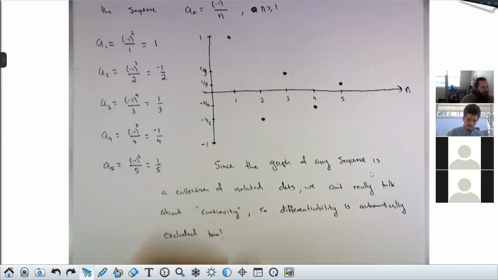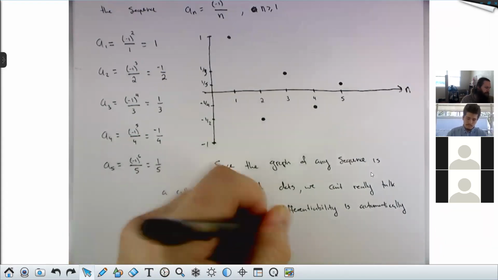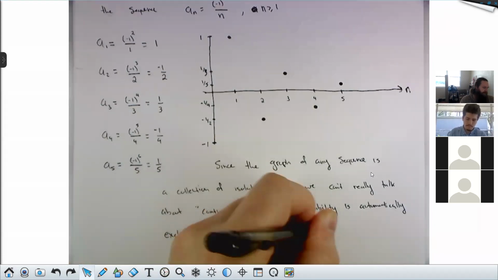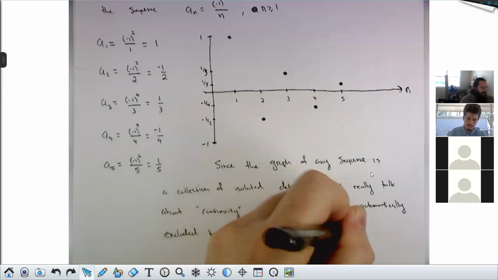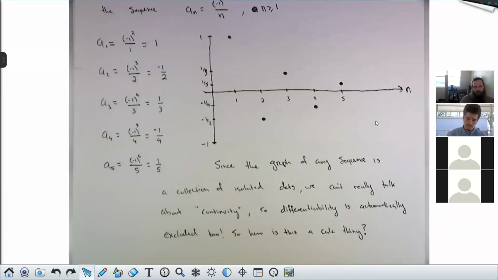So what sort of calculus operations are we going to do? How is this a calc thing? What sort of calculus operations could we hope to do with these? I can't talk about the limit as n approaches 3 because n is only allowed to be a whole number. So I can't ask, as n gets closer and closer to 3, what's the graph doing? It's just like there's this dot here and there's nothing else.